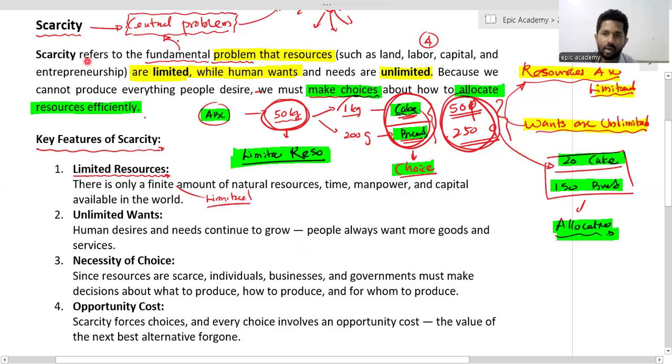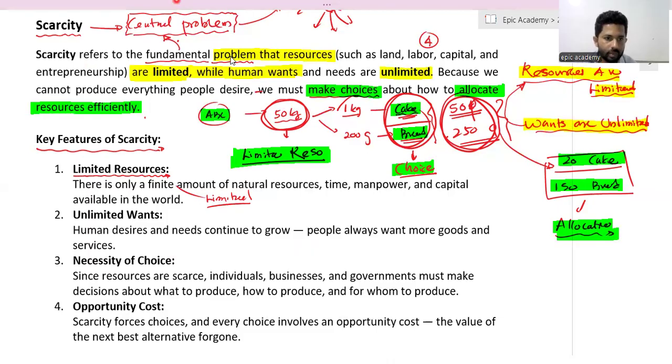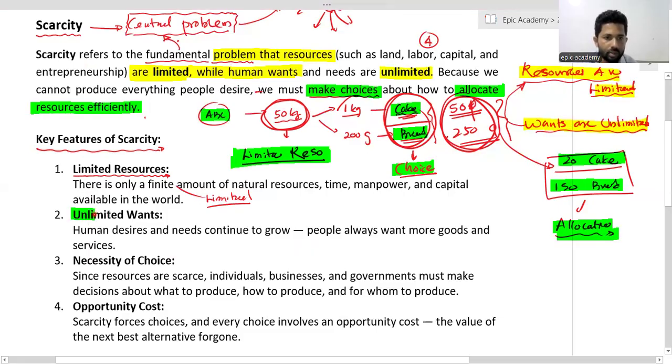That is why scarcity arises. On the other hand, unlimited wants. If wants are limited, what will happen? There's no scarcity. Human desires and needs continue to grow, isn't it? People always want more goods and services, isn't it? Satisfying or consuming one want helps to create another want, isn't it? Yes.